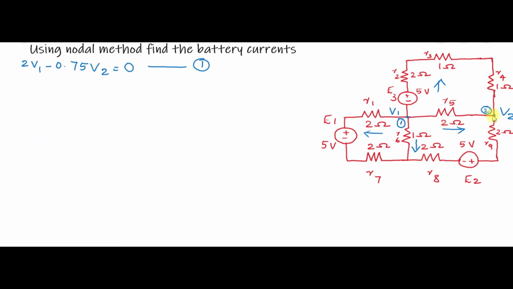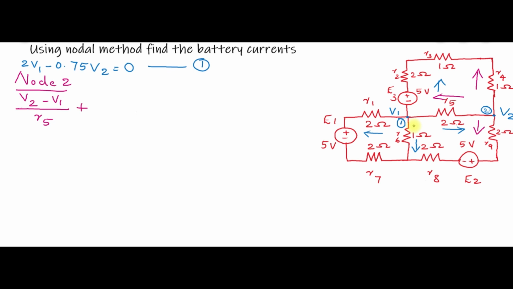Now consider node number 2. At node 2, I am assuming this V2 potential is higher than any other potential. Here also I have considered all my currents as leaving currents, in this manner. So first consider this one. V2 with respect to V1, there is a resistor R5. So V2 minus V1 divided by R5.